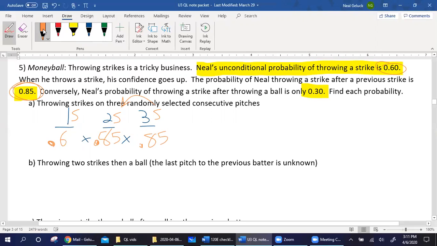I multiply all these together, which you just do on your calculator, and I would have a 0.4335 chance, or about a 43% chance-ish. So I have a little less than a 50-50 chance of walking out to the mound and throwing 3 strikes in a row, according to all this data.